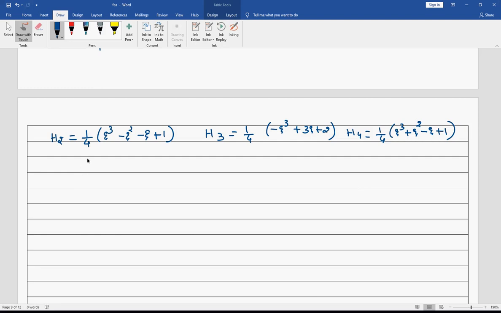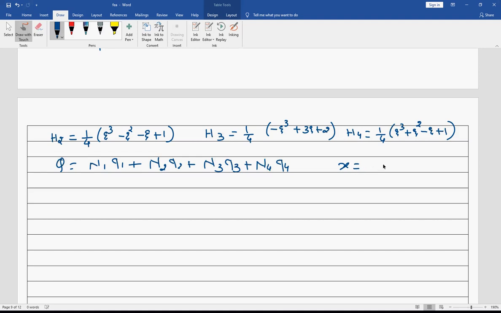So I can write the displacement equation. What is the displacement equation if you remember? How do we write? We write Q equal to N1 Q1 plus N2 Q2 plus N3 Q3 plus N4 Q4. In this way we used to write.